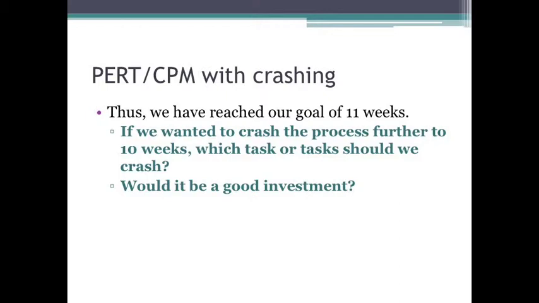Now, let's think about one last problem. Suppose we wanted to crash the project further, down to 10 weeks. Which task or tasks should we crash? What are our options here? We could crash A, which would cost $1,500. We could crash C, which would cost $1,200. Or we could crash both D and E, which combined would cost us $1,250. We'd go with the cheapest of those. We'd go with task C.